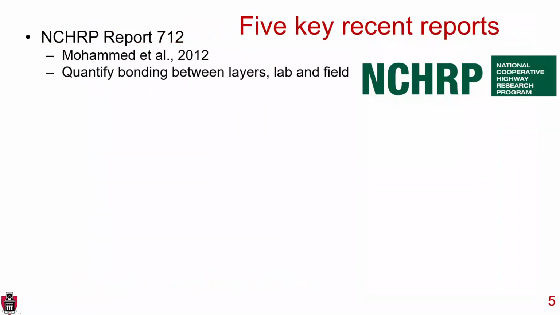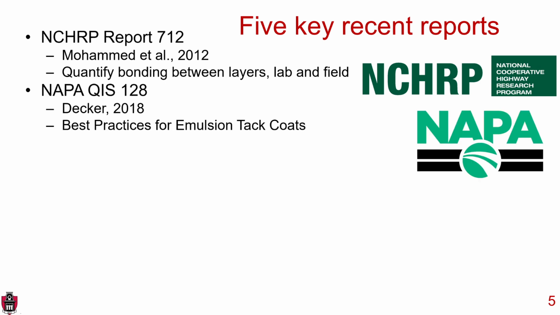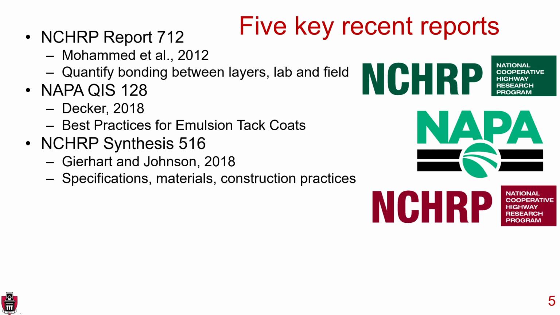Now, some of the recent highlights are NCHRP Report 712. This is by Louay Mohammad down at LTRC. And what they did is they quantified the bonding between layers, both in the lab and the field. Excellent, excellent report. NAPA, the National Asphalt Pavement Association, they have a QIS 128. This was written by Dale Decker in 2018. And this is the best practices for emulsion tack coats.